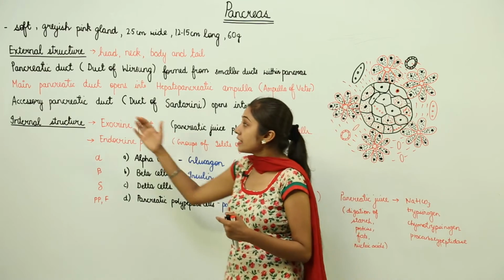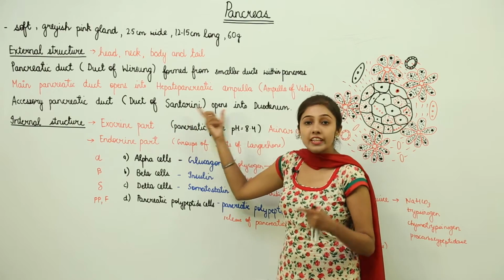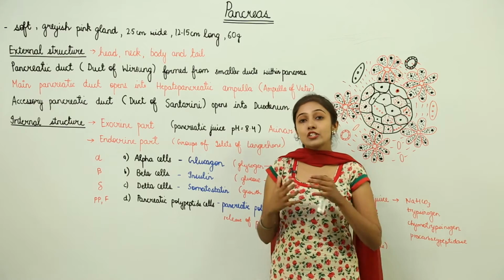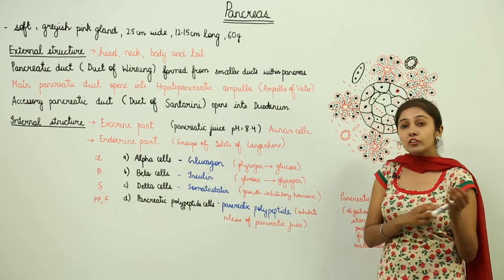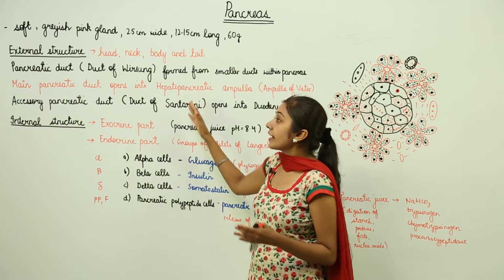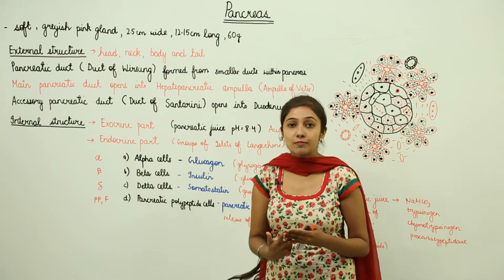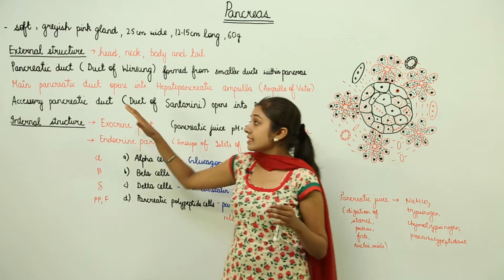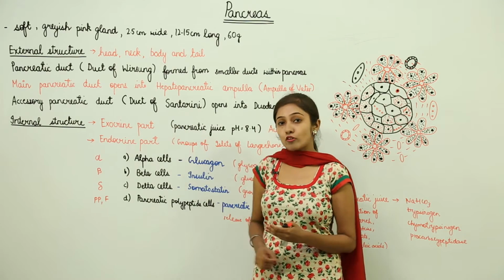Then we have an accessory pancreatic duct, which we call the duct of Santorini. Now this accessory pancreatic duct is a vestigial duct. It is not there in humans, right? And it opens into the duodenum and directly releases its secretion, right? So externally, pancreas is divided into head, neck, body and tail, and we have two types of ducts, but the accessory pancreatic duct is vestigial and not there in humans, right?